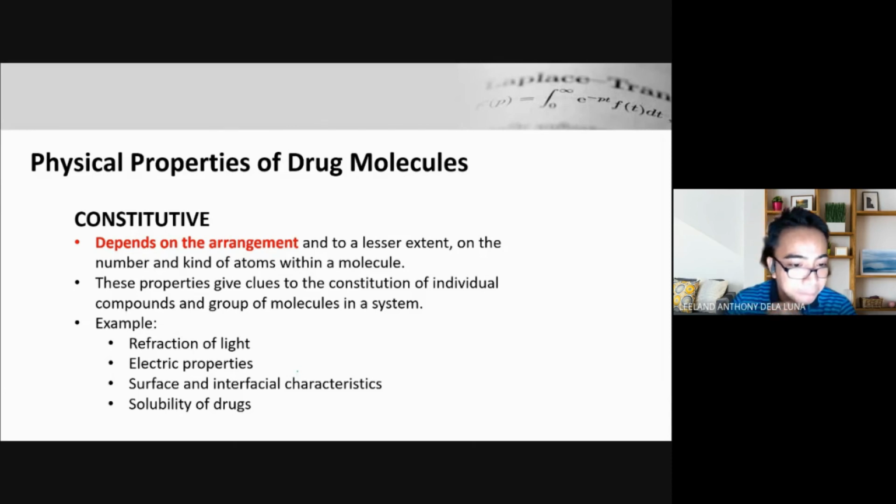Let's say, for example, in terms of the refraction of light, okay, is it dextrorotatory or levorotatory? Electrical properties, okay, that could have an effect based on the arrangement of the atoms within the chemical, or surface and interfacial characteristics. And then another one, of course, would be the solubility of our drugs.